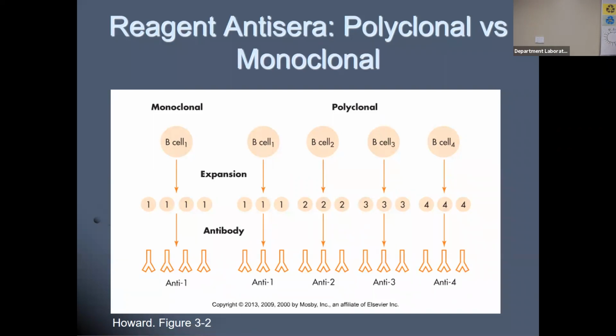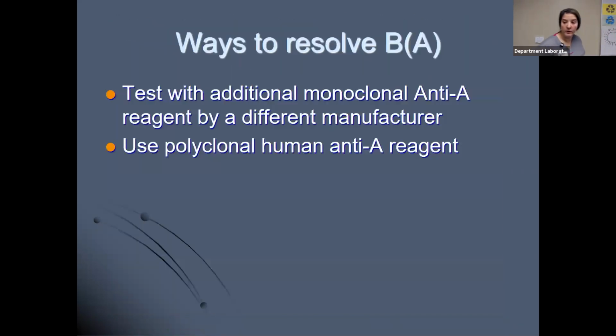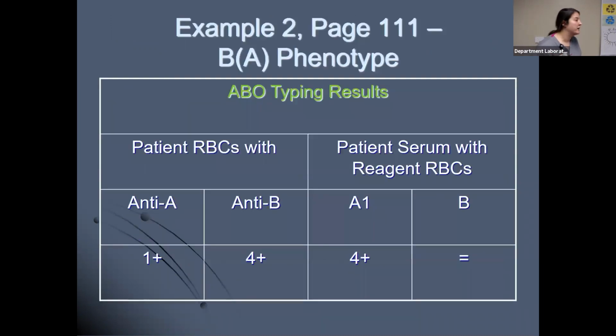So that's why in the previous example, if you're using a polyclonal, you could get this weak reaction right here. If you were using monoclonal, it's more specific for the A antigen, so this reaction would probably be negative. So in this example, we would want to try to use a monoclonal low protein reagent.